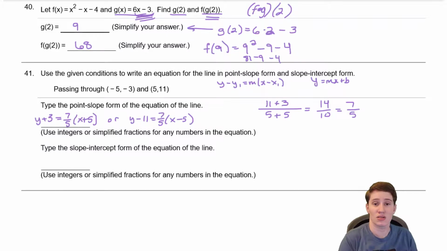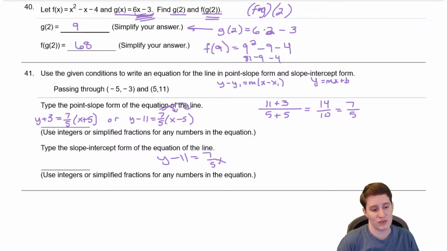And then for the slope-intercept form, we could use our slope and one of the 2 points and plug it into y equals mx plus b and solve for b. But since we already have this in point slope, we could just take one of these and distribute and solve for y. And basically that's doing the same thing as if you were to plug it all in and solve for b. So I'm going to do it on the second one, just for funsies. I don't have a good reason for doing it on the second one instead of the first one.